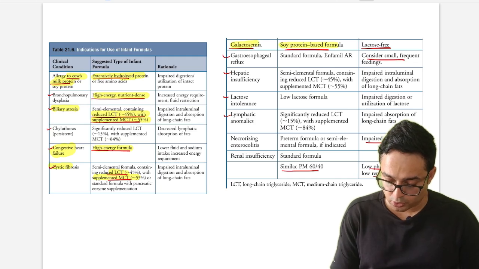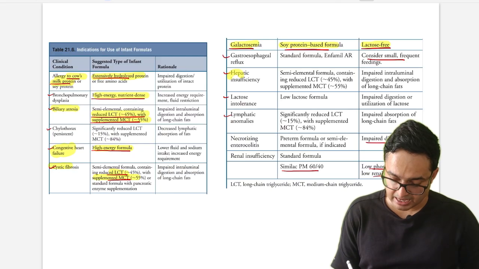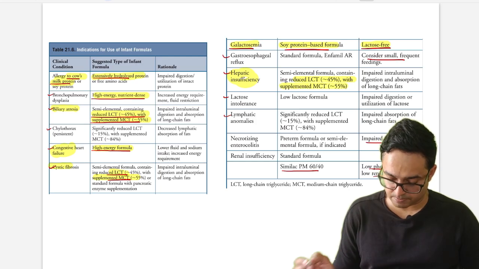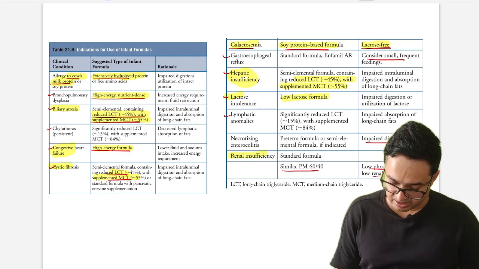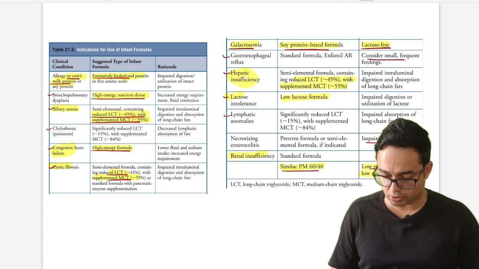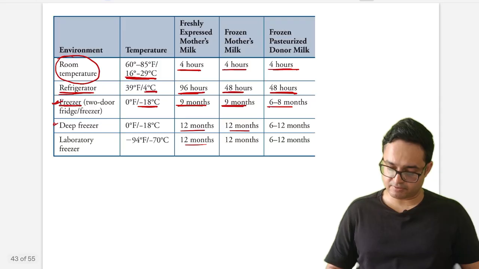Galactosemia, soya based formula which should be lactose free. Okay, hepatic insufficiency like biliary atresia, it contains LCT 45%, MCT 55%. Okay, lactose intolerance, low lactose formula. Again, renal insufficiency, Similac formula, low phosphate content, low renal solute load. So you have to remember the indications of use of infant formulas.